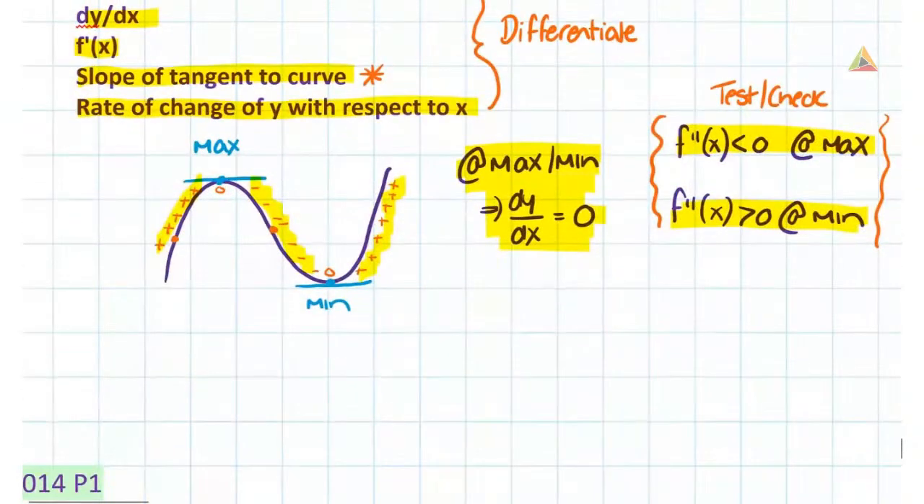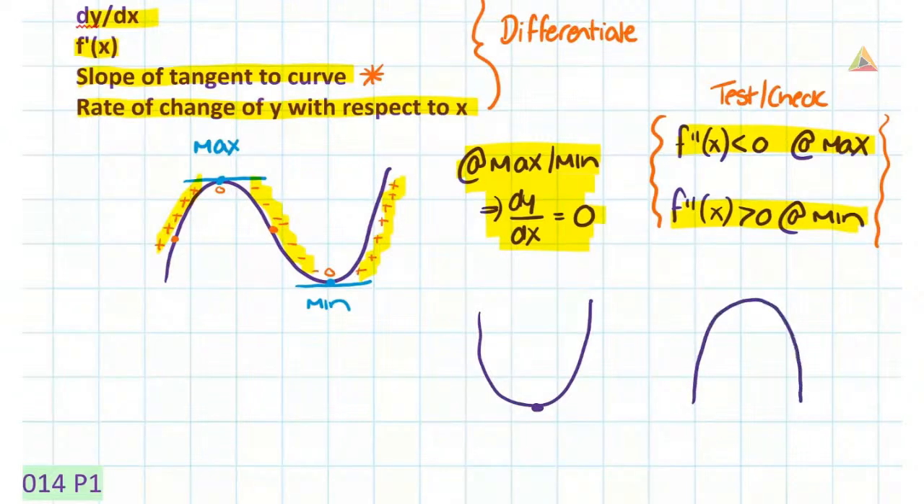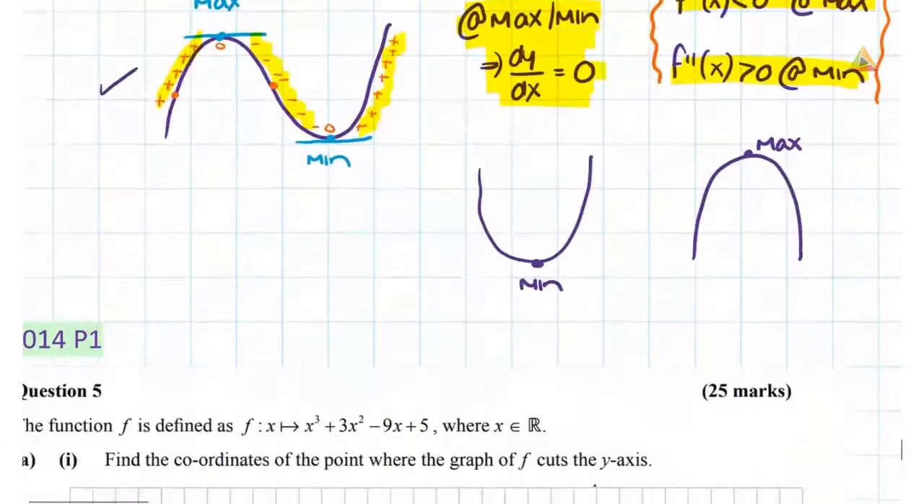Now, obviously, if you have a quadratic function, if it's U-shaped, it only has a minimum point. And if it's N-shaped, it only has a maximum point. Okay, but if it's a cubic, like this one that we had up here, it's going to have a max and a min. So it's important that we're able to test or check which one is the max and which one is the min.